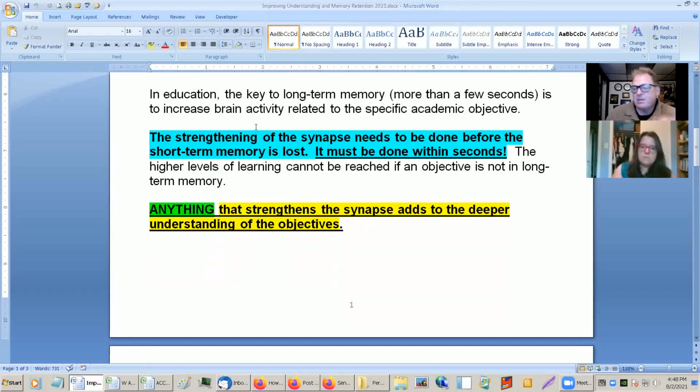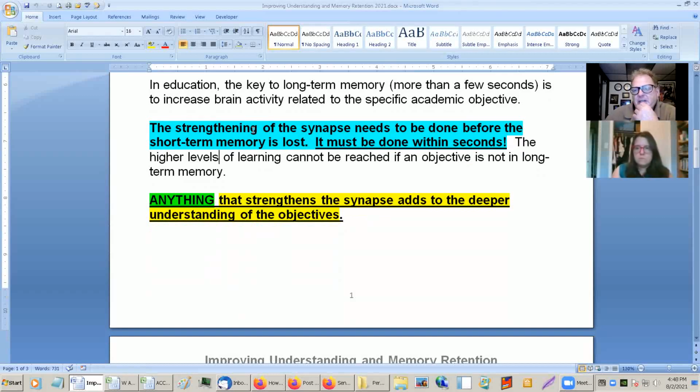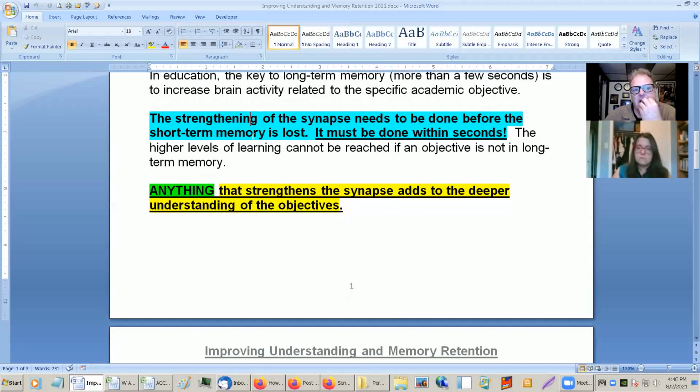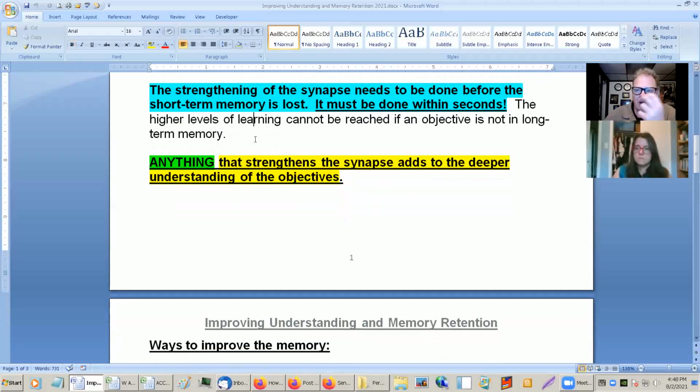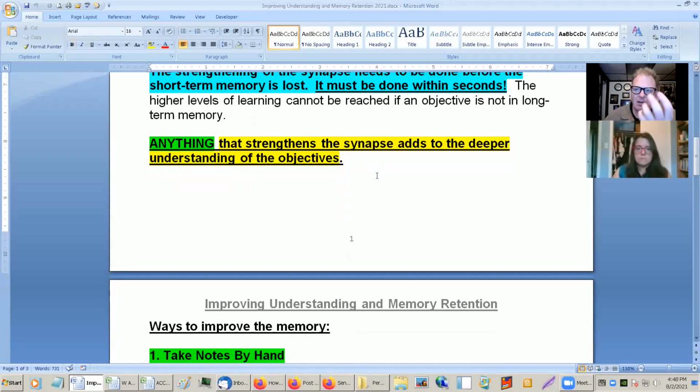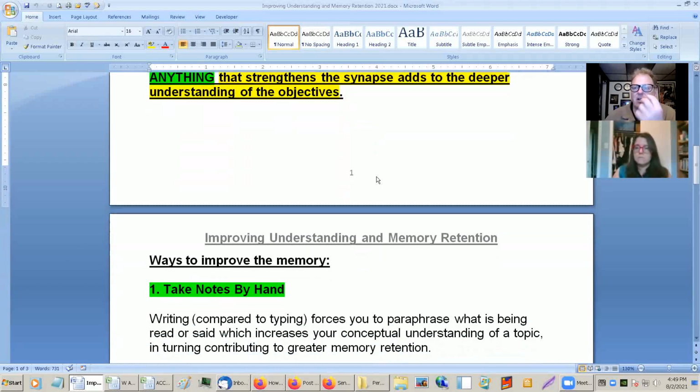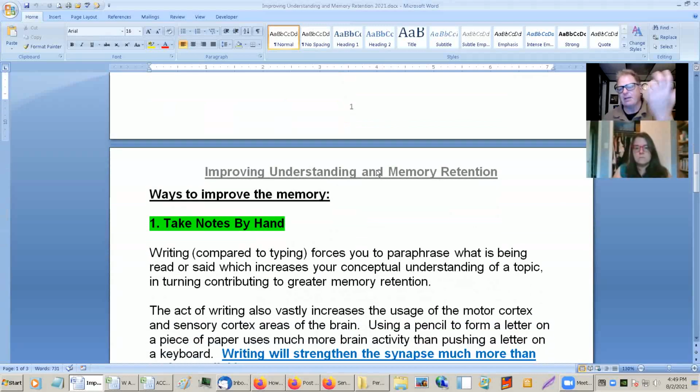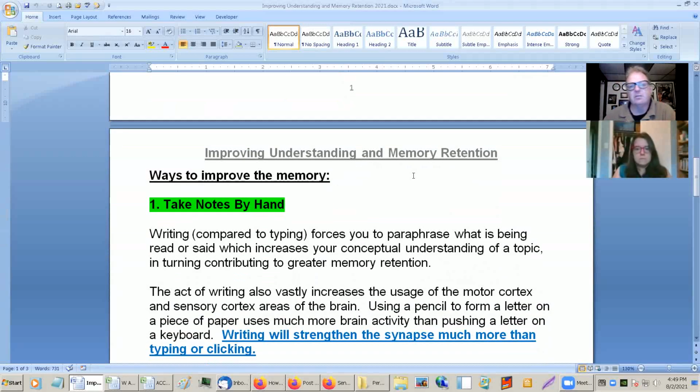So for strengthening, something must be done within a few seconds of learning something. It can't be, oh, I'll look at that later. It doesn't work that way. So when you talk about reinforcing it, it's anything that strengthens the synapse as the deeper understanding. It literally could be any brain function. It does not necessarily have to be academic, jumping through hoops of fire to remember.